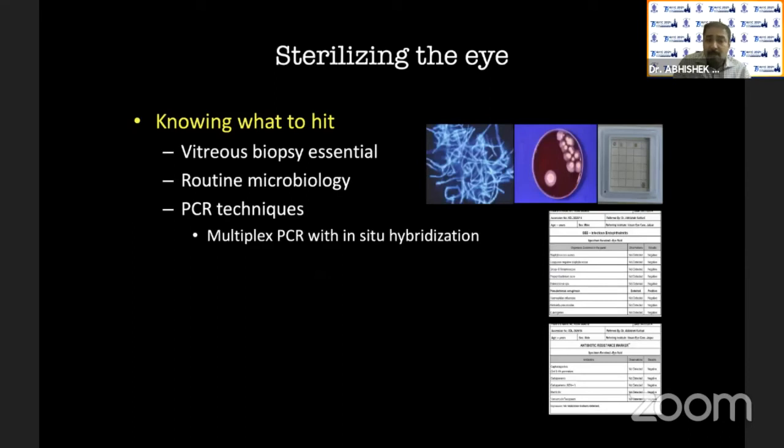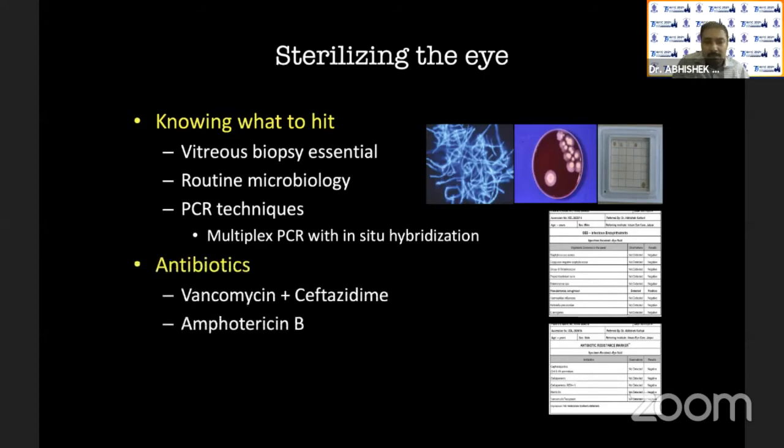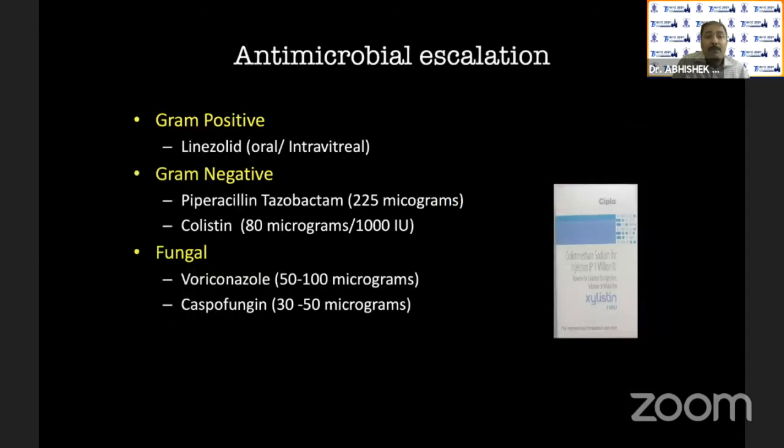Sterilizing the eye, microbiology is of paramount importance. You need to use all that is available at your disposal, including routine microbiology and PCR techniques to find the bug. Unless you find it, you will not be able to neutralize it. Vancomycin and ceftazidime, of course, are first line, and for fungal, amphotericin B is supposed to be better than voriconazole, especially for post-traumatic cases. We have to be very quick in antimicrobial escalation in cases of fulminant endophthalmitis.